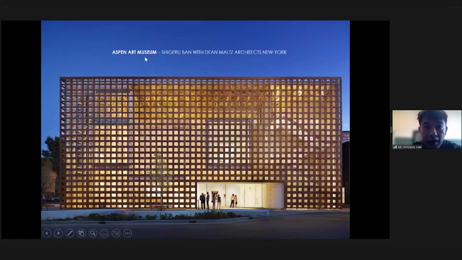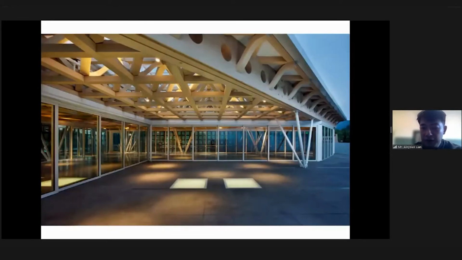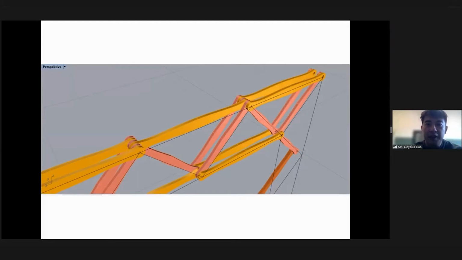This is a little project that I worked on as a student intern when I was studying in the States at Pratt. My school is in New York, so I was very fortunate to intern for Dean Mox Architects. Dean Mox is a very good friend of Shigeru Ban, so he's like the local architect whenever Shigeru Ban has commissions in the US. He was commissioned to do the Aspen Art Museum, and this is the final built product. I was involved only in the very beginning, but this is just to tell you how you can start small.